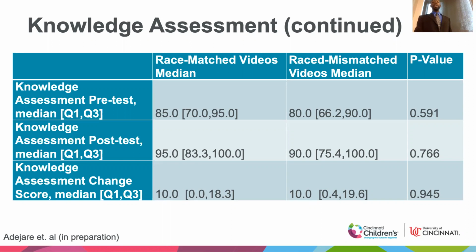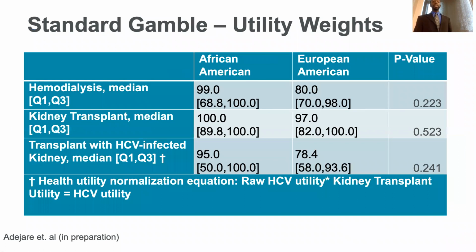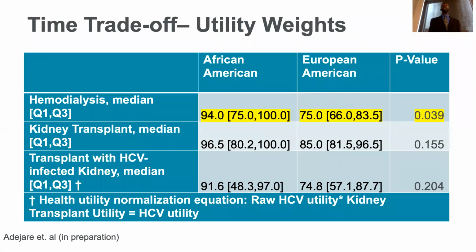Now we're going to focus on the health utilities. So first, with the standard gamble, we had utilities somewhat trend towards African Americans having higher valuation of health states compared to their European American counterparts. However, this trend became significant, particularly in hemodialysis, where African Americans had higher valuations, health utilities closer to well for hemodialysis, compared to their European American counterparts.